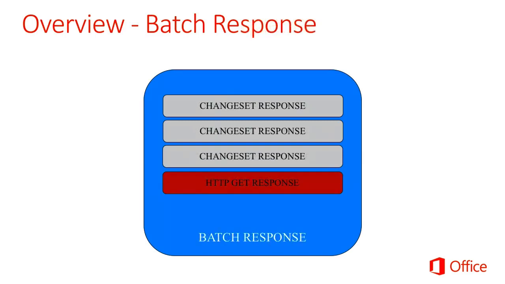The response that comes back is a response object, and you'll have a single change set response for each change set that you submitted, coming back in the exact same order that you submitted them. And then you'll have a final one for getting the responses back as well, from your HTTP GET request.